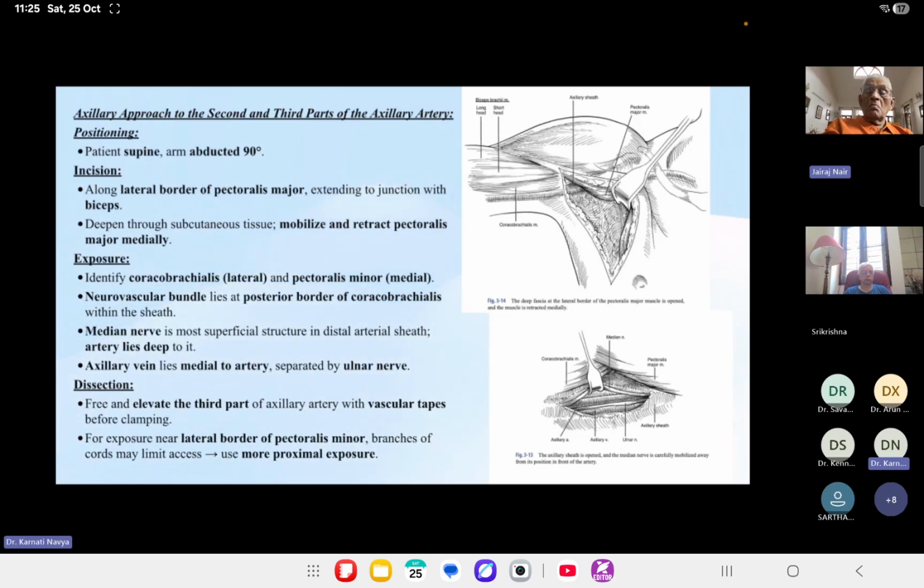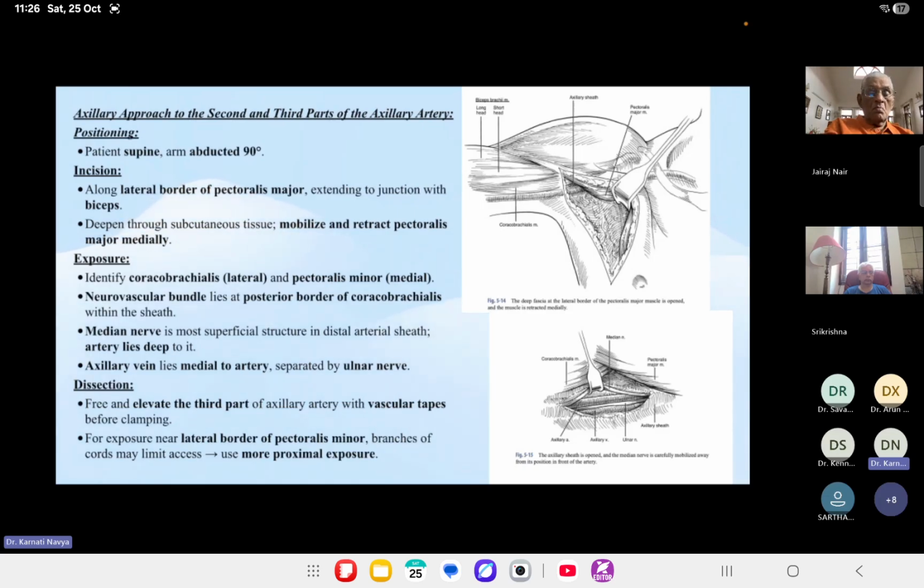Then the exposure: identify the coracobrachialis laterally and the pectoralis minor muscle medially. The neurovascular bundle usually lies at the posterior border of the coracobrachialis within the sheath. The median nerve is the most superficial structure in the distal arterial sheath, and the artery lies deep to it. The axillary vein lies medial to the artery. It is separated by the ulnar nerve.